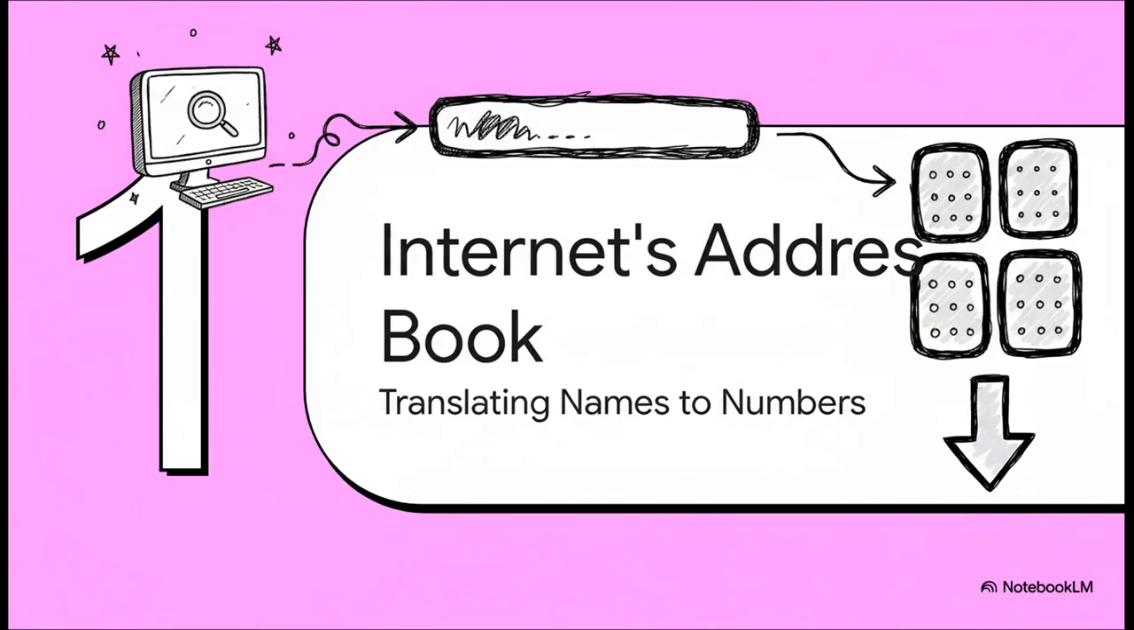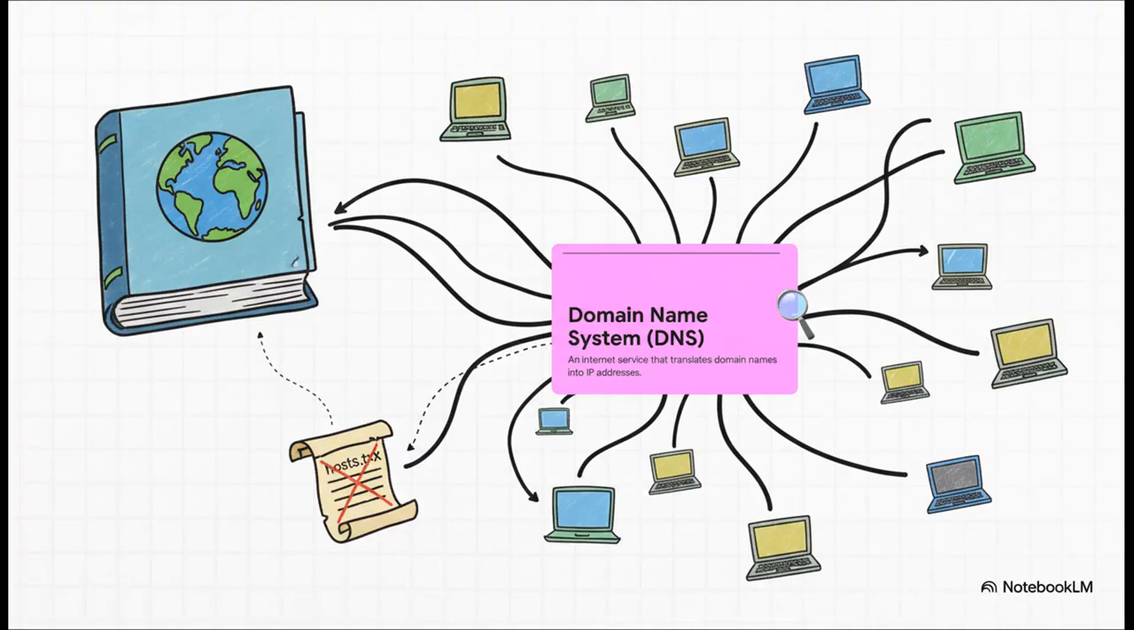Okay, first things first. Before your browser can fetch a website, it needs to know where to find it on this huge, vast map of the internet. And here's the catch. While we use names, computers use numbers. So this very first step is all about translation. This translation job is handled by the Domain Name System, or DNS. You should really think of it as the internet's phone book.